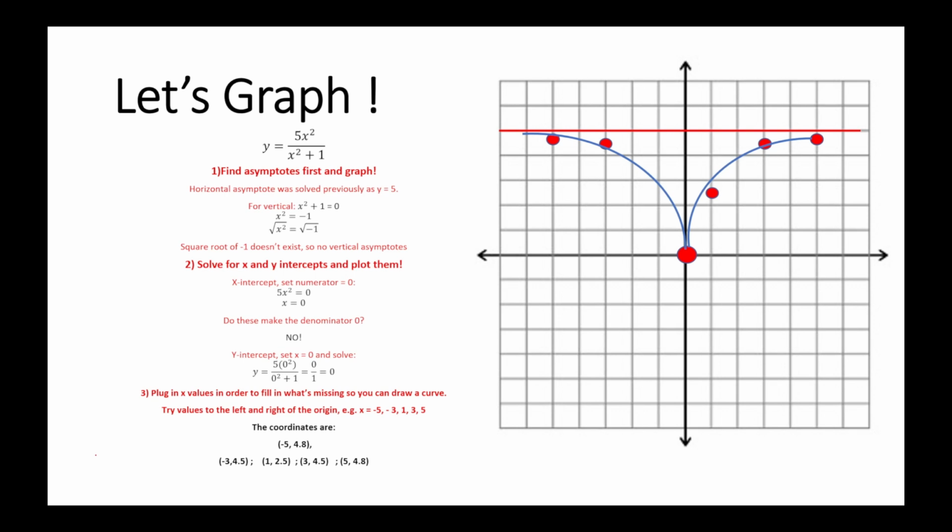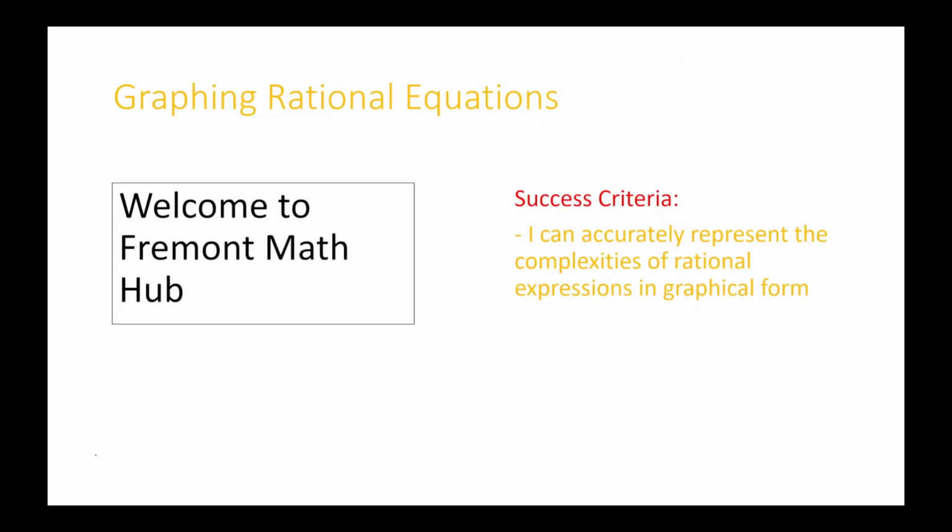I hope that by explaining how to work with these rational equations, asymptotes, x and y-intercepts, as well as plugging in needed x values, you better understand how to represent these rational equations in a graph. Thank you for your time.